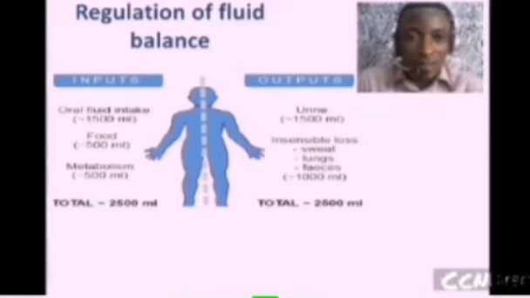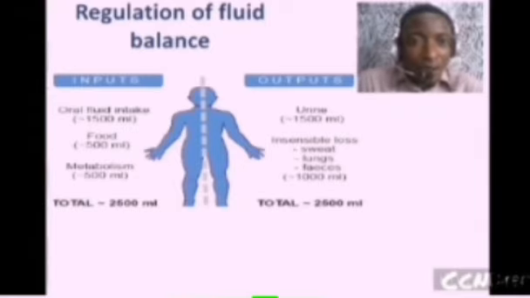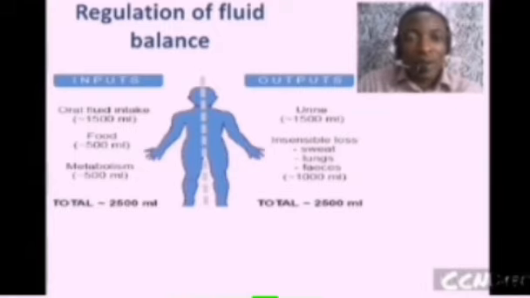In the same way, water leaves the body through urine, and then by sweating, that is insensible loss of water, and then by respiration through the lungs, and feces. When you go to the toilet, you are also excreting some water. So these are the major ways through which water goes in and out of the human body.